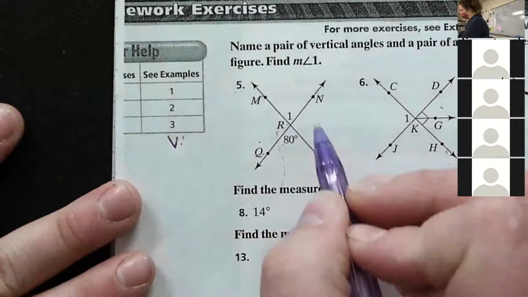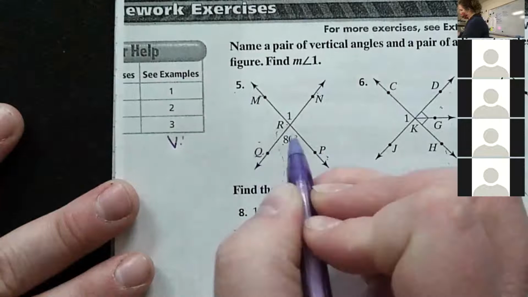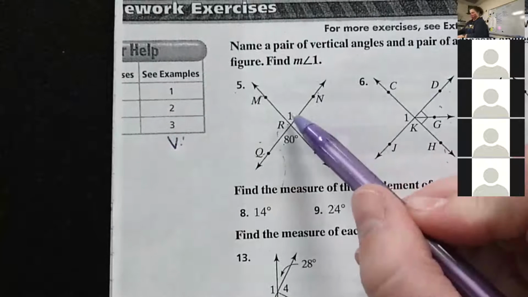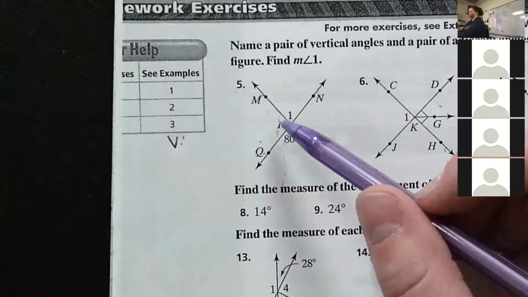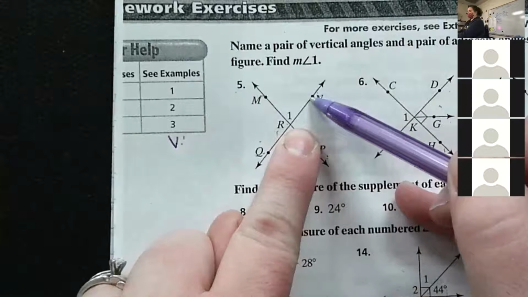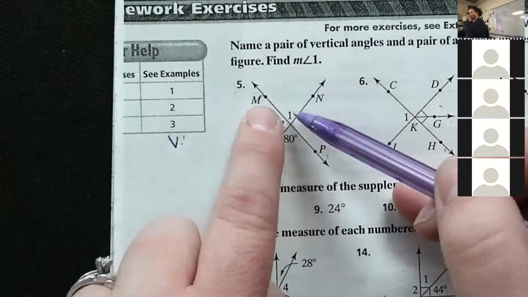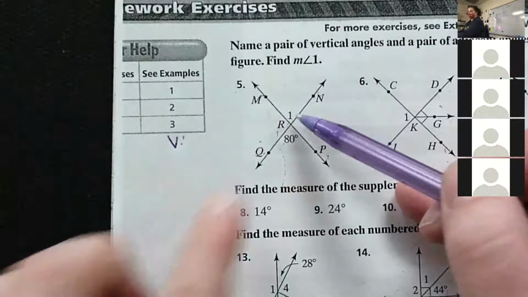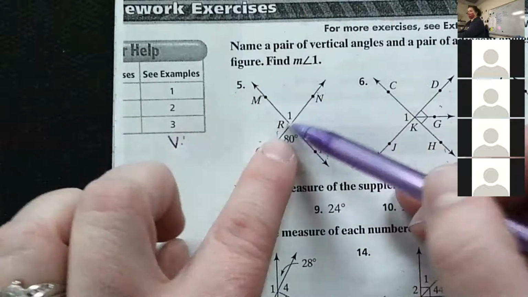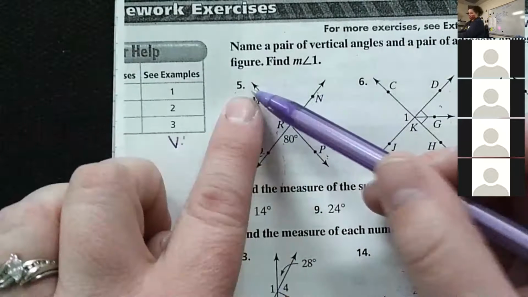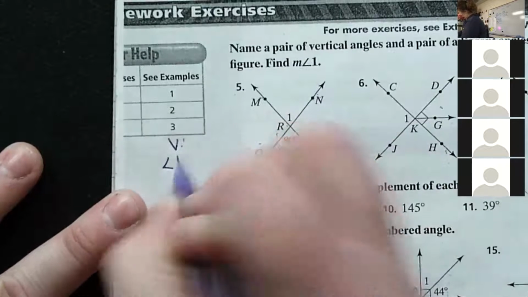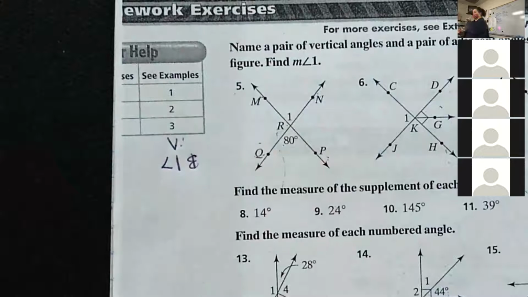Which angle do you want to do? I don't care. You want to do angle 1? Now, this I don't think I put in your notes. So angle 1 is called MRN, okay? But because there's a number in there representing that angle, you can just call that angle 1. Okay? So angle MRN or angle NRM and angle 1 all represent that same angle. So I'm going to put angle 1. That's fine. And what's vertical to angle 1?